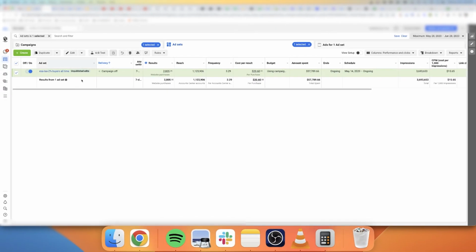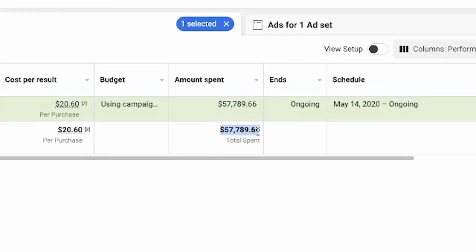Guys, I want to show you an example of one of these ad sets that works extremely well. 2% of all buyers from all time, and this ad set has spent $57,000, right? So this is definitely worth testing.